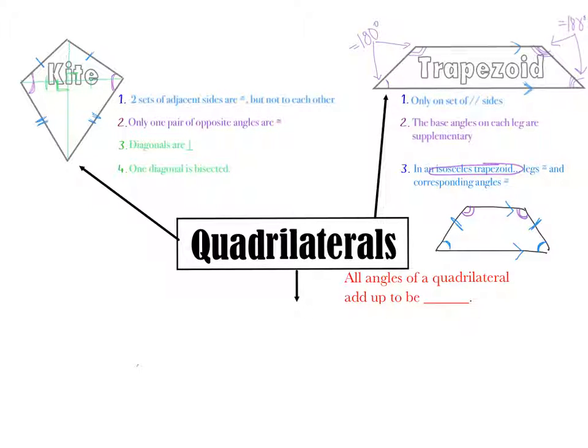And all quadrilaterals, so a quadrilateral is a four-sided figure, the interior angles of a quadrilateral will always be 360 degrees. So just like all the interior angles of a triangle added up to 180, all the interior angles of a quadrilateral will add up to 360.